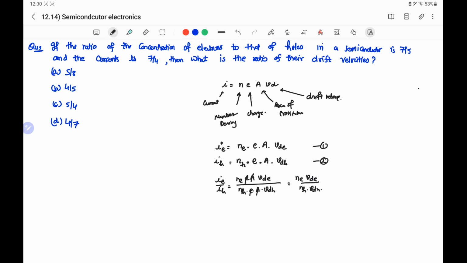We have to find the ratio of the drift velocities, so this implies that the drift velocity of electron divided by the drift velocity of hole will be equal to Ie by Ih into n_h by n_e. Now substituting the values, the ratio of the currents is 7 by 4 and the ratio of the concentration of electrons to holes is 7 by 5. Therefore, holes to electrons will be 5 by 7. And 7 and 7 get cancelled, so it will be 5 by 4. So option C is the correct option.